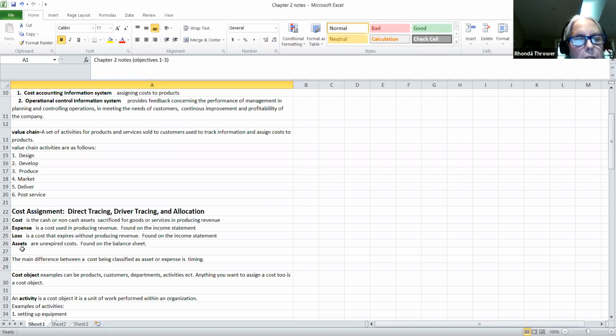Also, they mentioned that assets are a type of unexpired cost. And we know assets are things of value that we will show on the balance sheet. The assets are the unused portion of the expenses, so therefore they're going to show up on the balance sheet. And the main difference between a cost being classified as an asset or an expense is the timing.